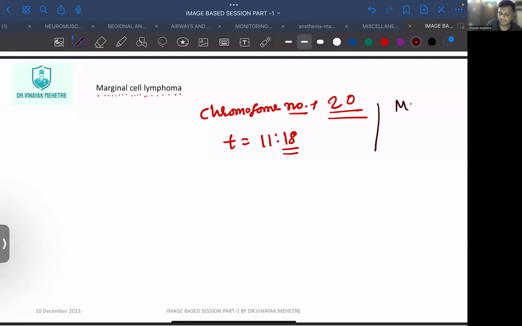I'll write it on the side. There is one more. You must have heard of mantle cell. Mantle cell is 11 14. Which infection causes marginal cell lymphoma? Okay, which autoimmune disease causes marginal cell lymphoma?